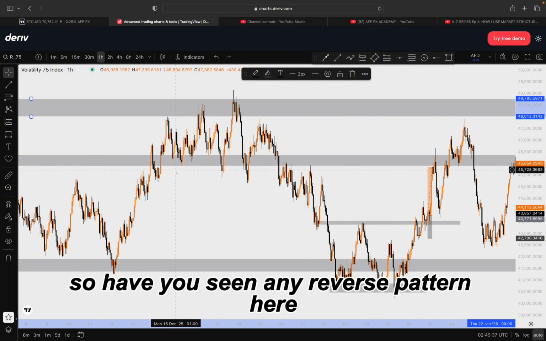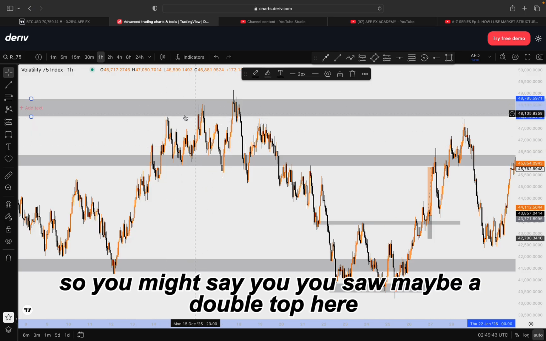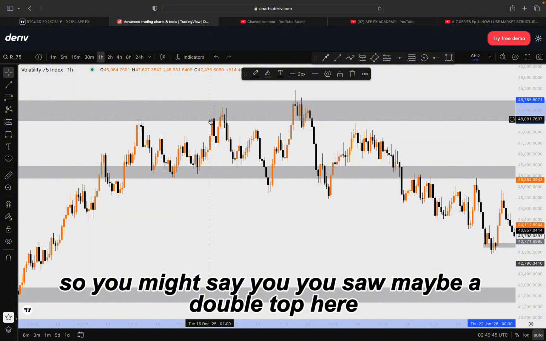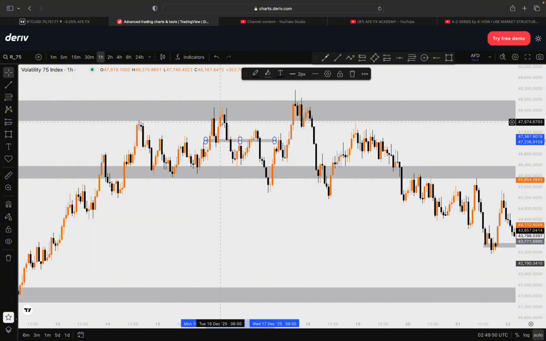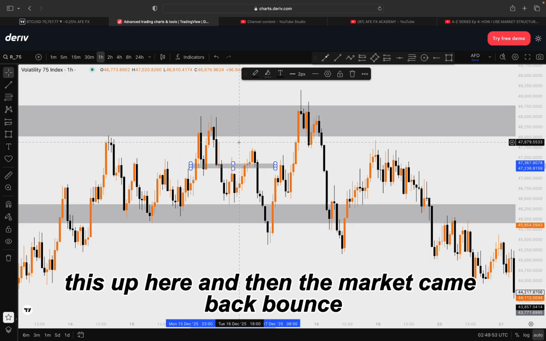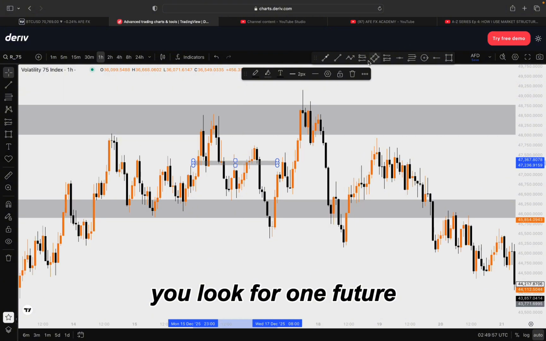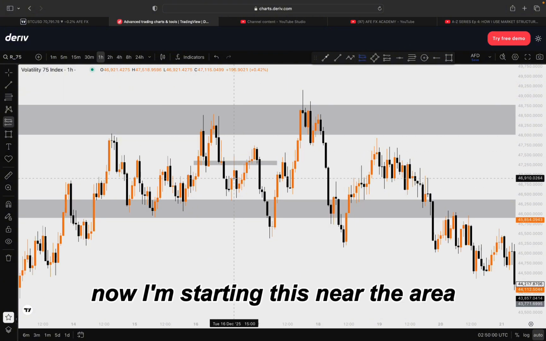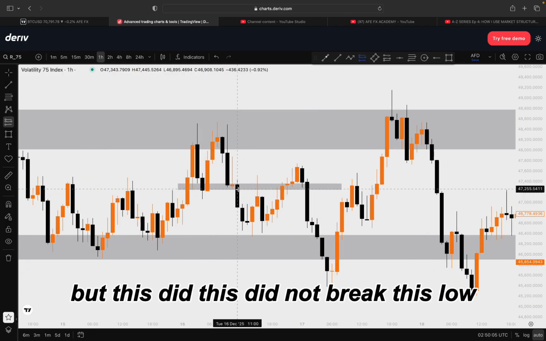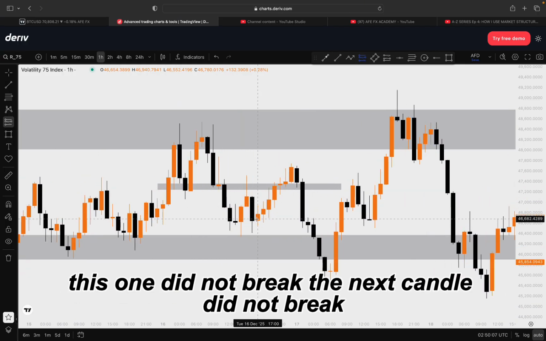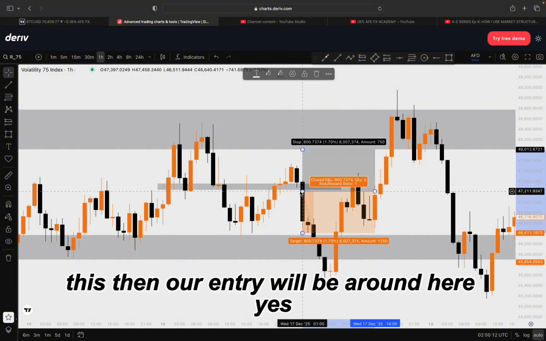So have you seen any reversal pattern here? The market gets here, came back up. So you might say you saw maybe a double top here. Let me see this point, see the neckline here, this up here, and then the market came back, bounced. If I enter here, SL will be above here. You look for 1:2. So this next bearish candle, the next one breaking this, but this did not break this low. This one did not break. The next candle did not break, so we are not entering from this point.